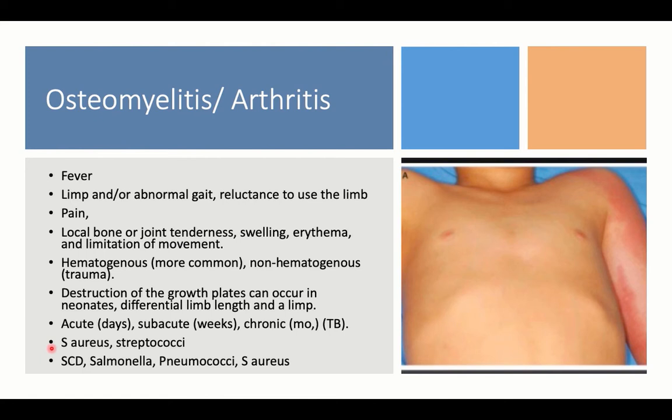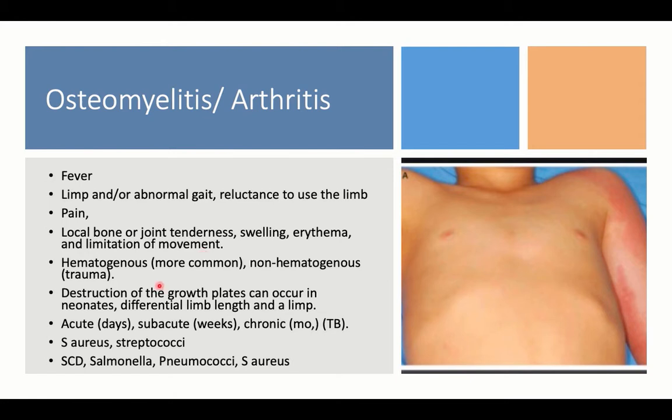Osteomyelitis, arthritis. Usually the child presents with high-grade fever associated with limp and/or abnormal gait, reluctance to use the limb, associated with pain that can be localized to the site of inflammation. Local tenderness at bone or joint associated with swelling, erythema, and the limitation of movement either partially or totally.